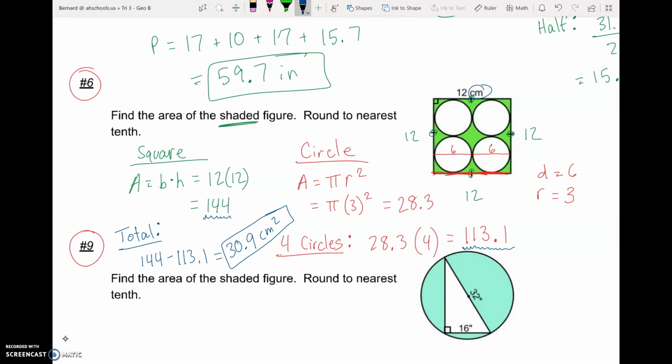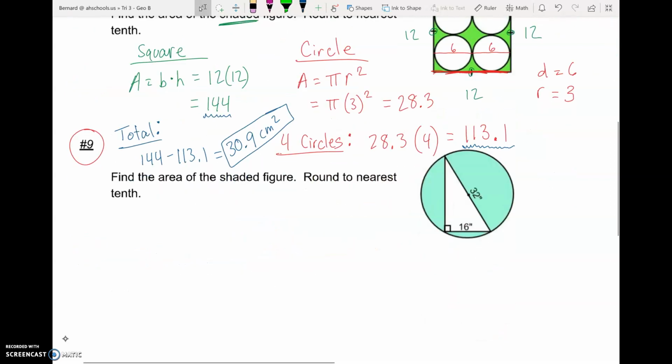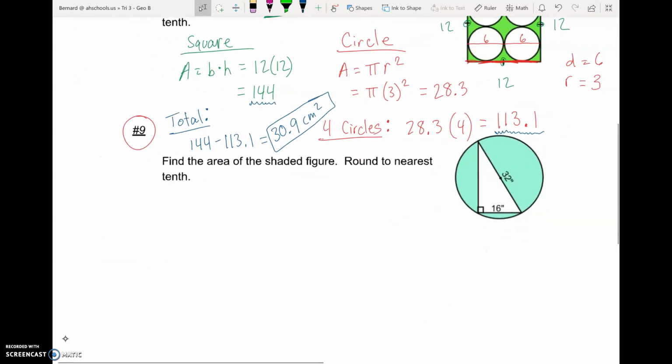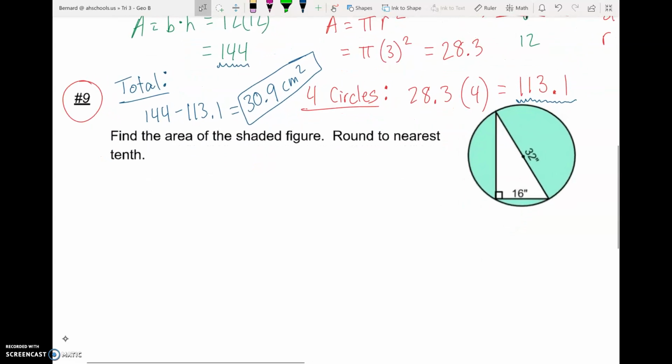All right, beautiful. Now, we got one more problem left. We got a little bit of time, so let's finish it off. Find the area of the shaded figure, round to the nearest tenth. And so there's actually quite a bit going on here. First of all, I think it's relatively easy to visualize. We have a big circle, and then we're taking out a triangle. And so we need to find the area of those 2 things, and we'll take the circle piece minus the triangle piece. So let's start with the circle.